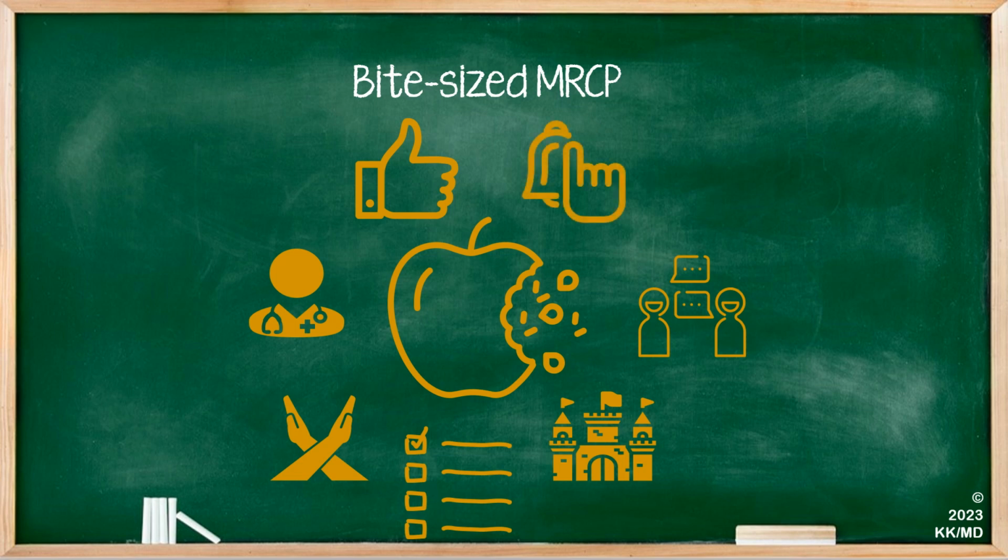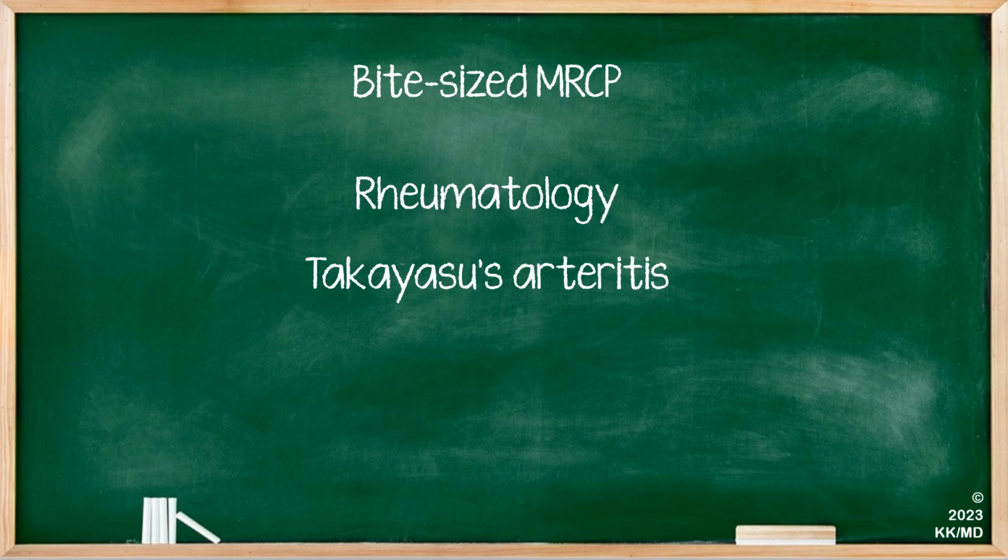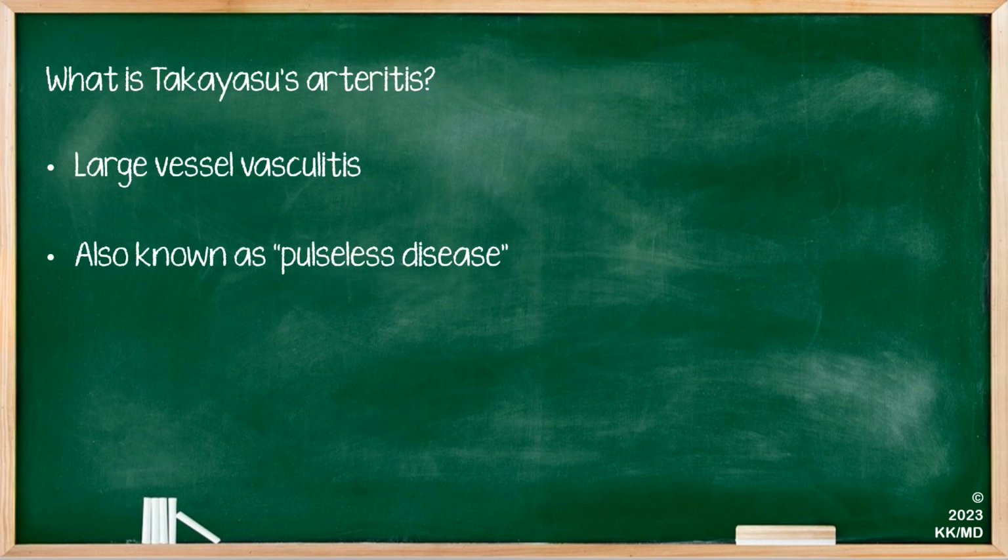Now, without further ado, let's get into today's topic, which is on Takayasu's arthritis under the section of rheumatology. So, what is Takayasu's arthritis? It's a type of large vessel vasculitis and is also known as pulseless disease. If you want a refresher of an overview of how we classify different types of vasculitides, please feel free to refer to our video library, and that's one of the topics that we have covered in one of our previous episodes.